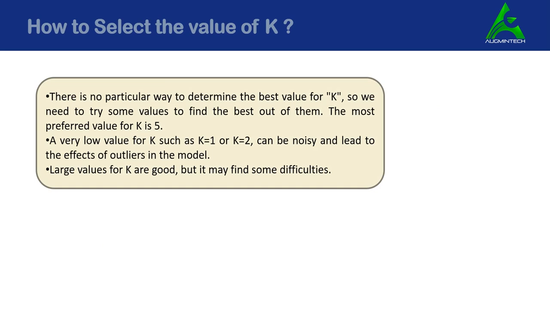There is no particular way to determine the value of k. You can give the value of k to be 5 or k to be 2. So we need to try some values to find the best of them. The most preferred value for k is 5. If we take a low value of k, such as k equals 1 or k equals 2, it can be quite noisy and lead to effects of outliers in the model. Larger values of k are good, but may also run into some difficulties.